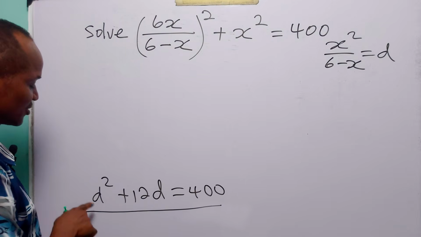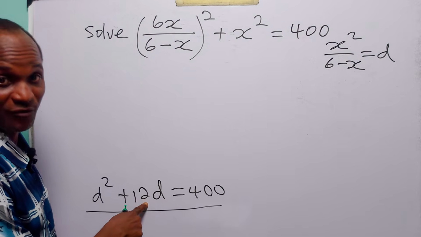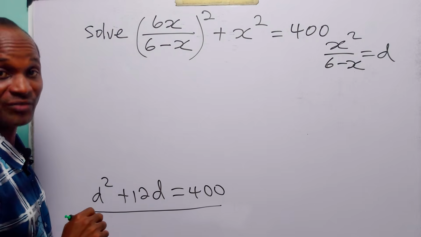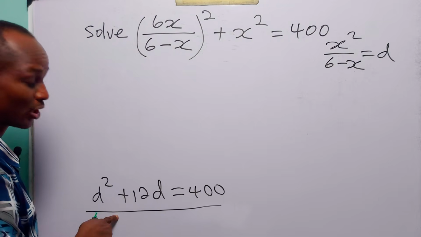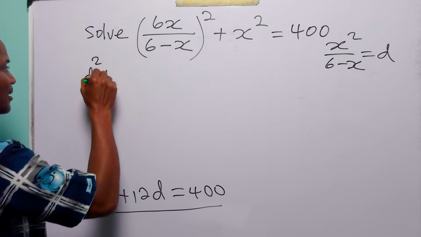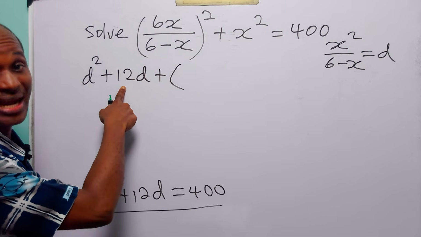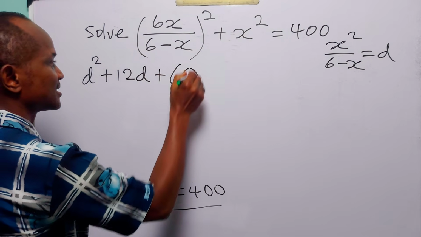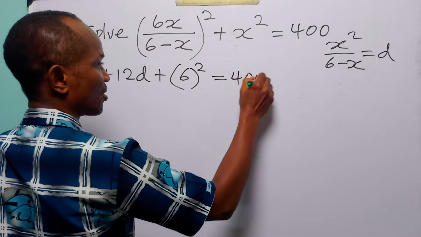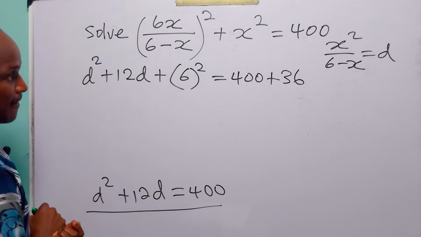Now, to solve this equation, since the coefficient of d squared is 1, let us divide the coefficient of d, that is 12, by 2, square it, and add to both sides of the equation to complete the square on the left-hand side. When we do that, we have d squared plus 12d plus 12 divided by 2 is 6. So this is 6 squared. This is equal to 400 plus 6 squared is 36.